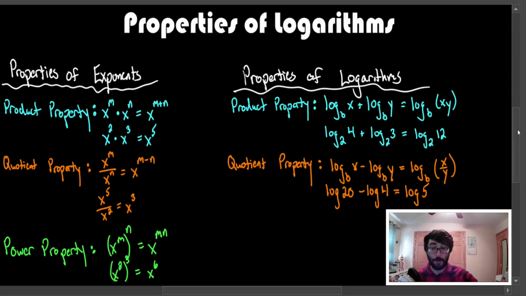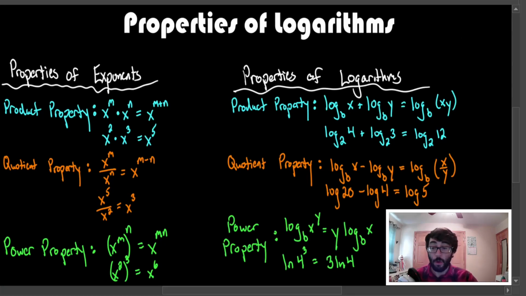And now the power property might be the one that is a little bit tricky at first, but it starts to kind of become second nature. With logarithms, the power property states if you have a logarithm and inside that logarithm, your argument actually is raised to a power, you can actually bring that power out in front, as we can see here. So for example, if I have the natural log of 4 to the third power, I can bring that 3 out in front and make that 3 times the natural log of 4.